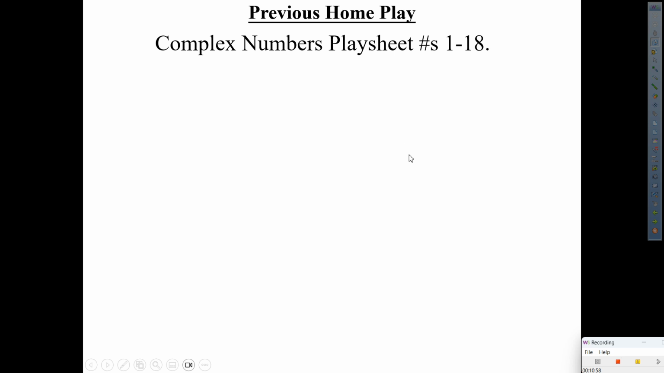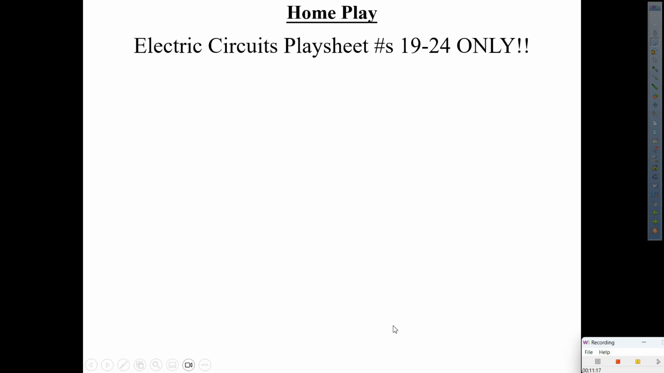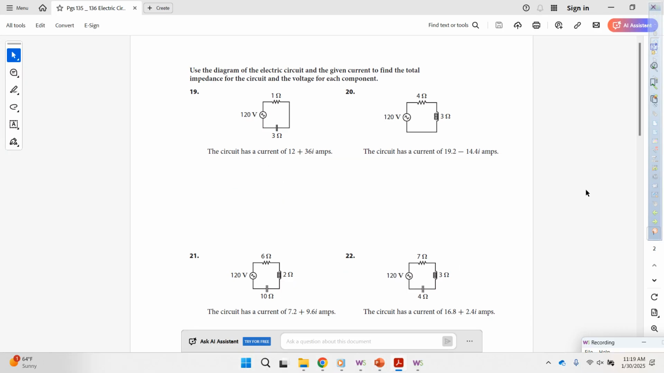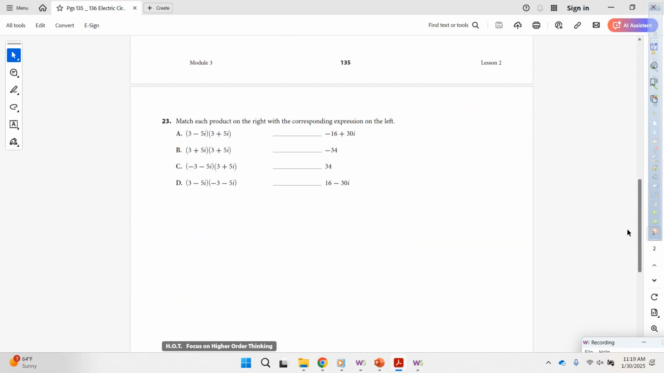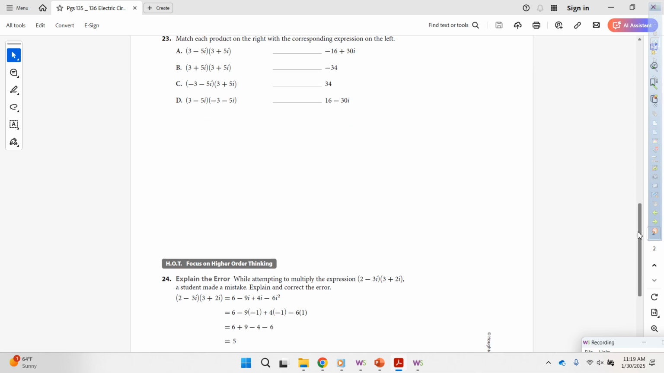And tonight's home play looks something like this. Let me see. Like this. Look at the electric circuits. Let's go. And that.